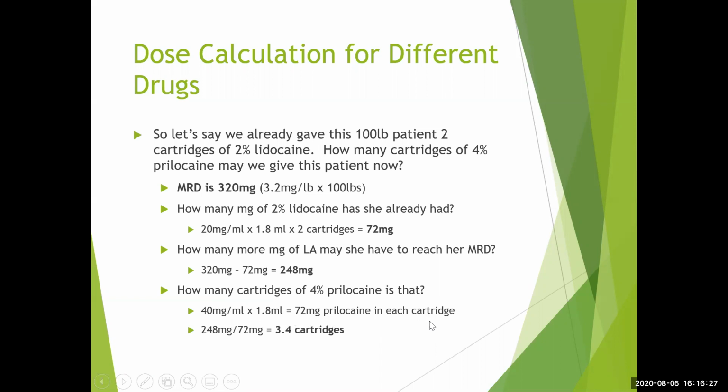Okay, so how many cartridges can we give her? She can have 248 milligrams more of local anesthesia. So we divide that 248 milligrams that's left by the amount of prilocaine in each cartridge, 72 milligrams, and we find out that we can give her 3.4 more cartridges of prilocaine in addition to the 2 cartridges of lidocaine that she's already had.